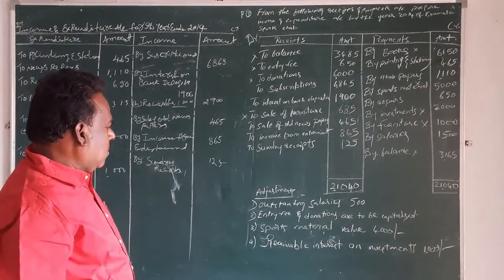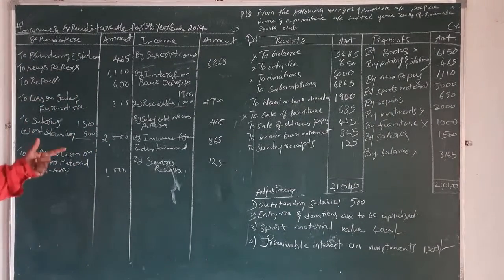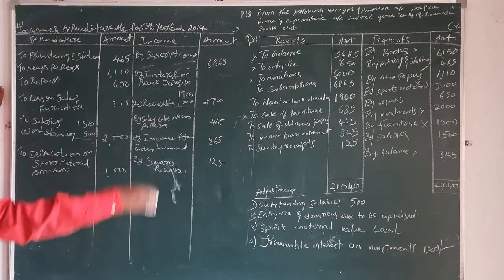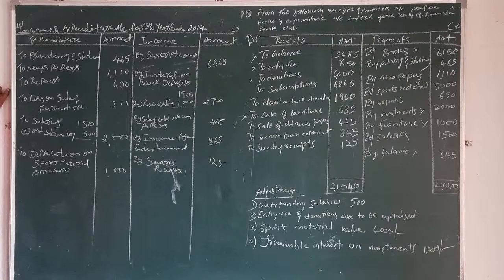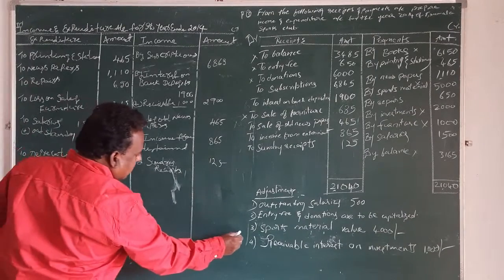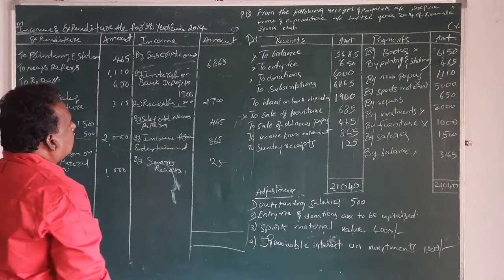Next, receivable interest on investments. Interest already recorded, adjustment was made. Here are the expenditure and income particulars of the non-profit organization based on the receipts and payments account of Chennai Sports Club for the year 2014. Now we can balance them. Here the credit balance is in excess over the debit balance.